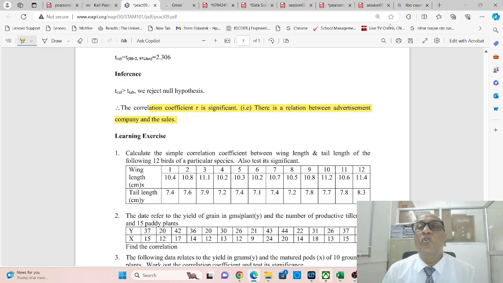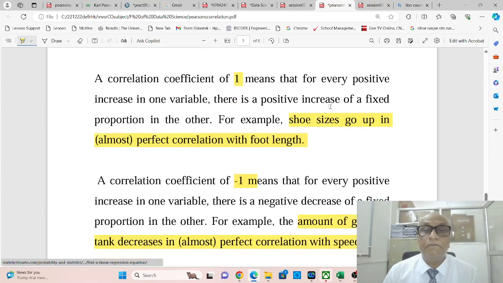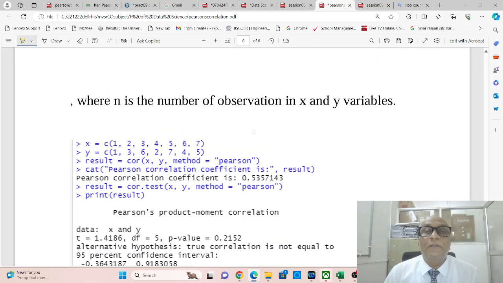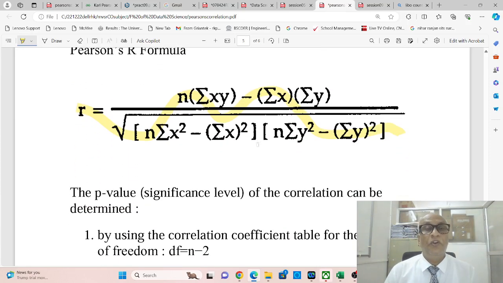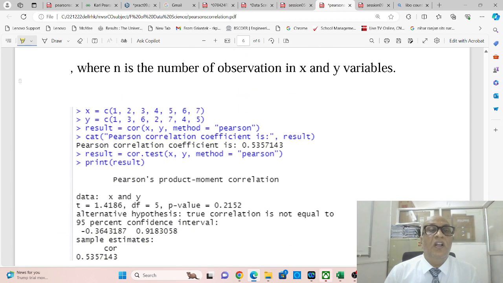I'll try to show you one R code also. Let me check where it is. Give me a minute. Yeah. If you look at here, remember this is the formula. So if you find some variation in the formula, you know that some simplification is done. Now look at this. I have written the R code. I have taken X values as 1, 2, 3, 4, 5, 6 like an array. Y values as 1, 3, 6, 2, 7, 4, 5 like an array.